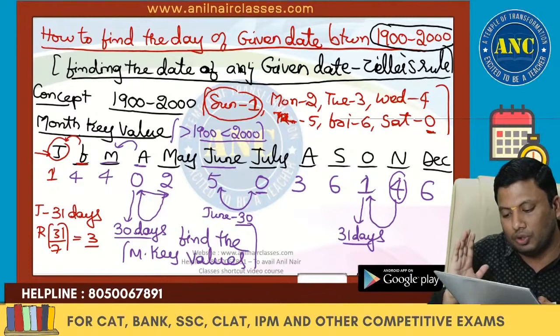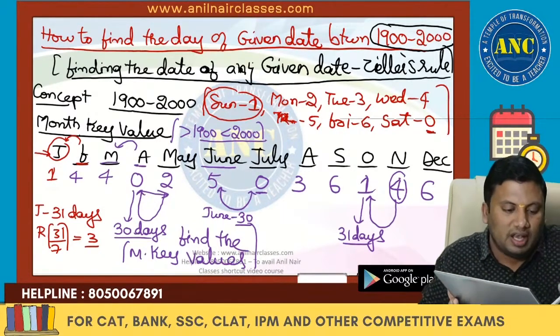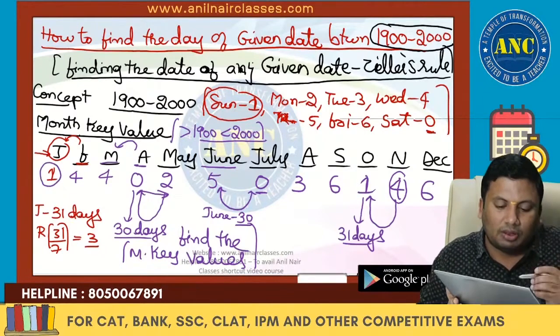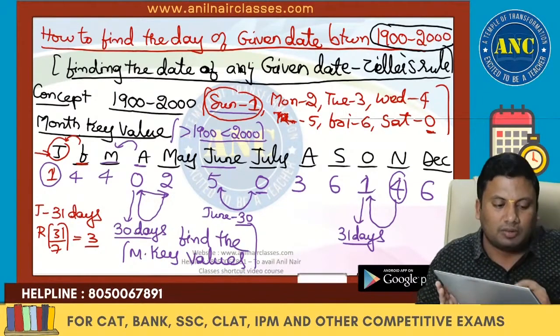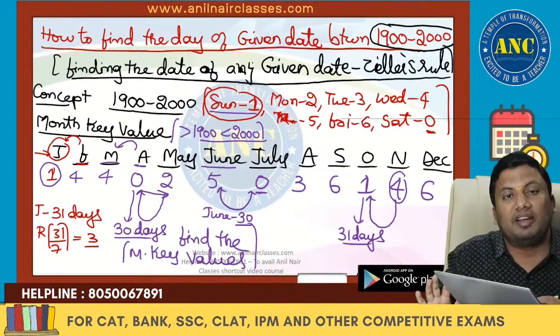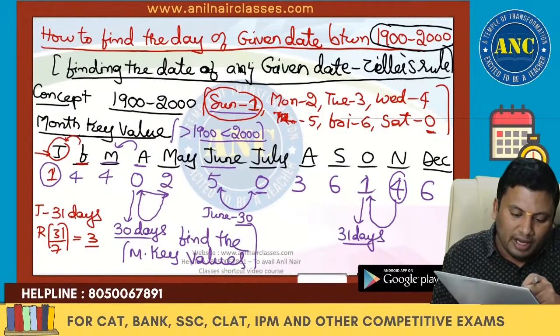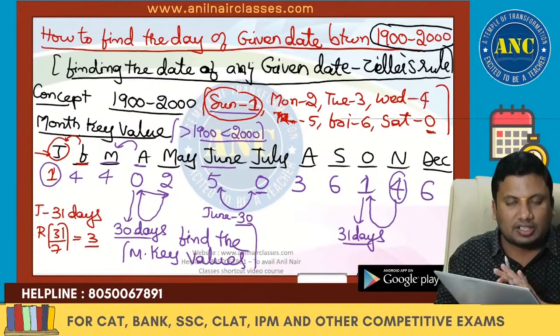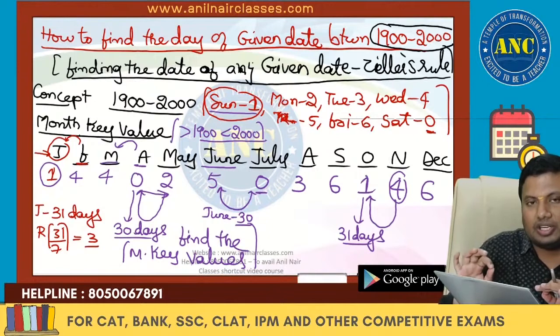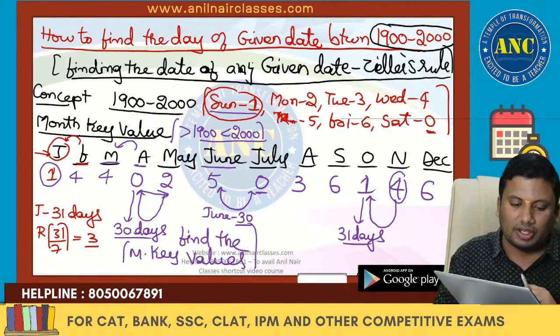144 025 036 146. Two important key points. If January is starting with 1, Sunday also should start with 1: Sunday 1, Monday 2. Whenever you get 7, 7 divided by 7, remainder 0. 144 025 036 146. I hope it is clear. Kindly take a screenshot of this.